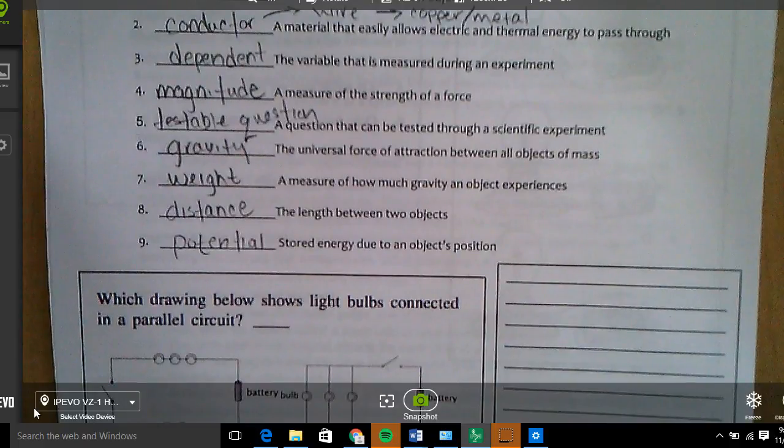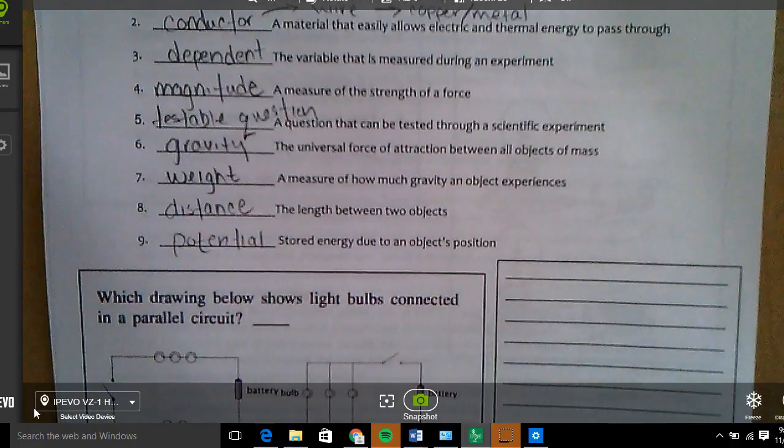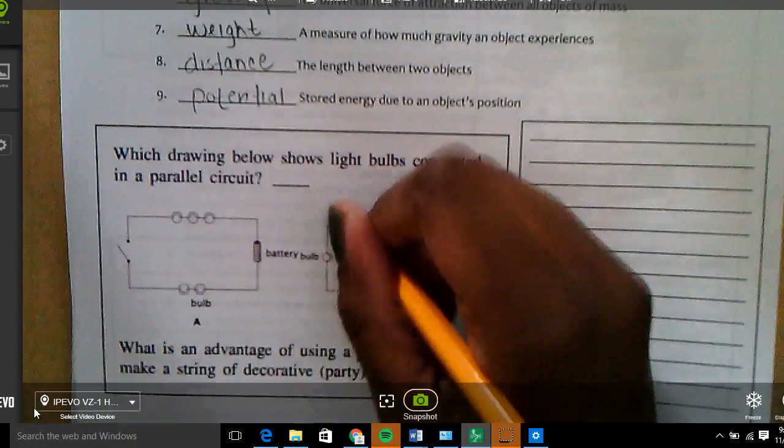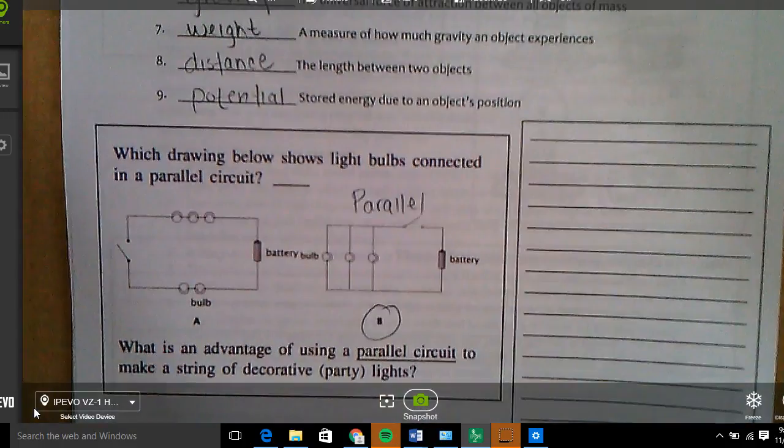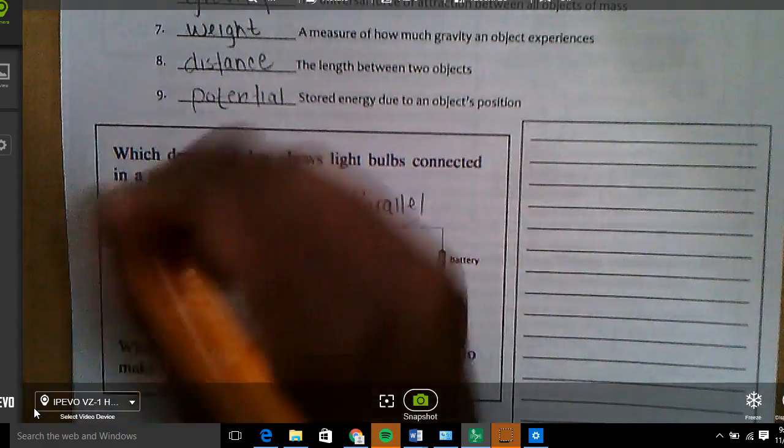Very good. She says B. Thumbs up or thumbs down? Clappy clap. Very good. This is our parallel circuit. Please label it in the image as parallel, which means we're labeling circuit A as what? Series. Very good.